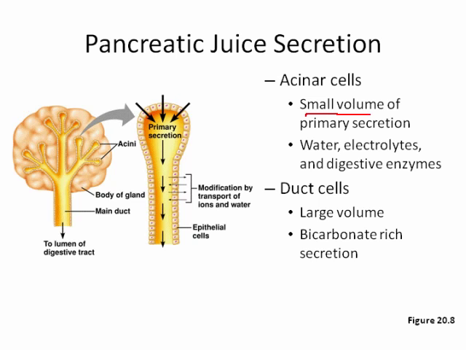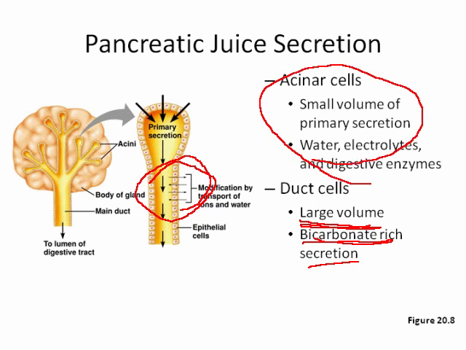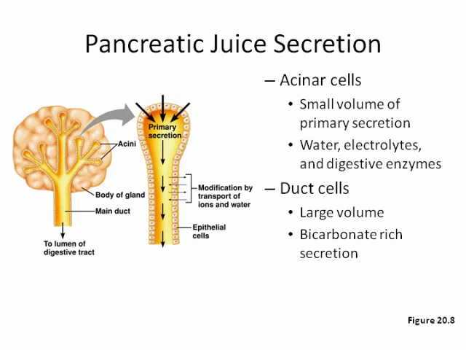So the acinar cells produce very small volumes of the primary secretion, in many cases zymogens. So these can consist of the zymogens, digestive enzymes, as I said, as well as water and electrolytes. The duct cells basically deal with large volumes. They are injecting large amounts of a bicarbonate-rich secretion that is helping to move along the secretions that were produced by the acinar cells.